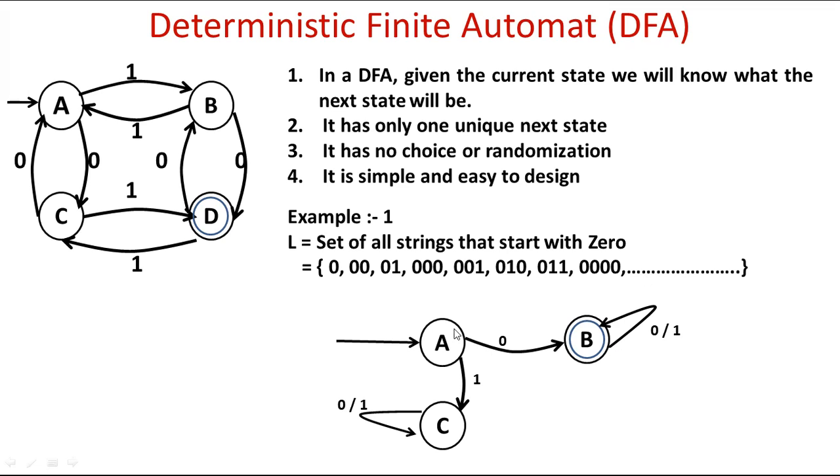Now coming to state A, if we get the input 1, we go to state C, and at state C, whether it is 0 or 1, we have a loop over C. So we will always be at C when the initial input is 1, and we can never reach the final state. So this is the machine which accepts all the strings that start with 0.